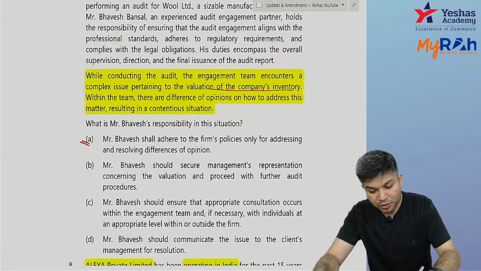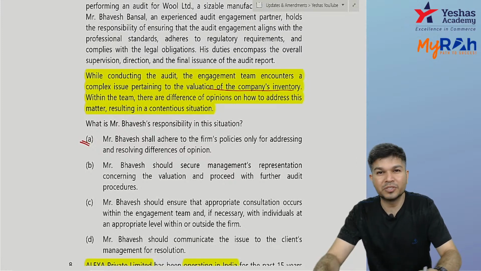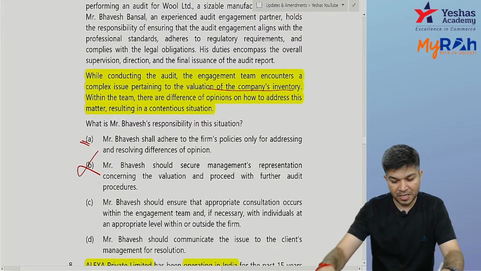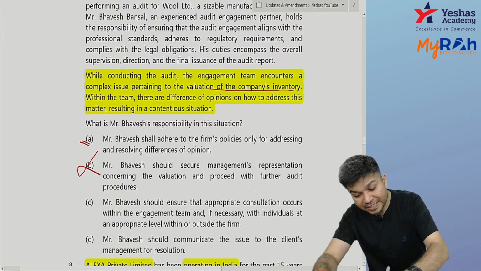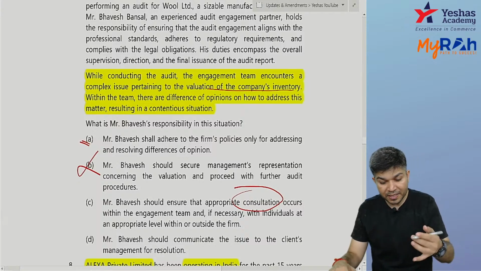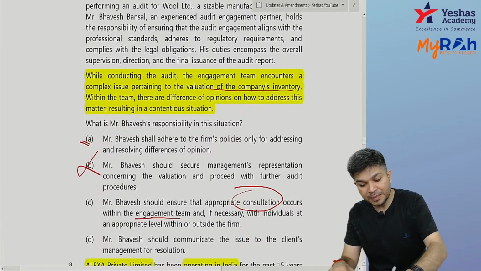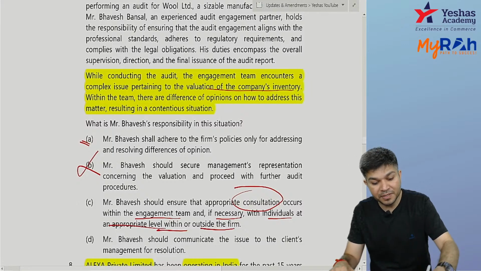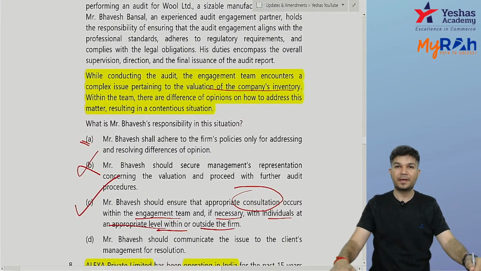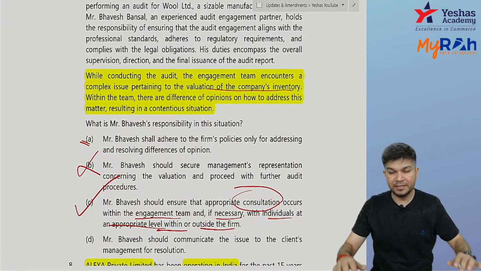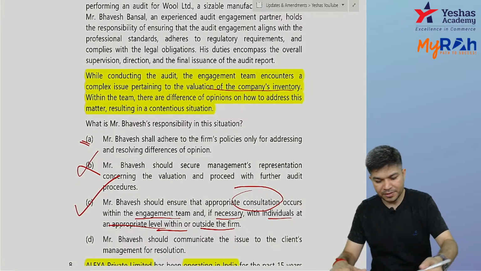Now, Bhavesh should secure a management representation considering the valuation. No, taking a management representation is completely wrong. Bhavesh should ensure that appropriate consultation takes place. If the team is not able to resolve it, you take a consultation within the engagement team, and if necessary with individuals at an appropriate level within or outside the firm. This is correct. And the last one, they're telling you to communicate to the client and tell management for resolution. No, the answer is C.